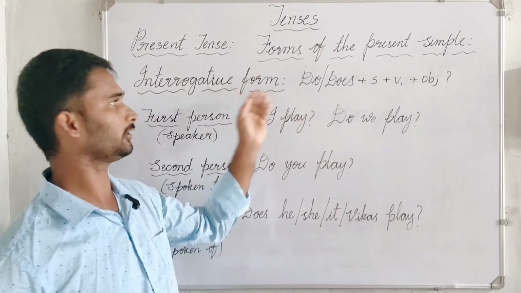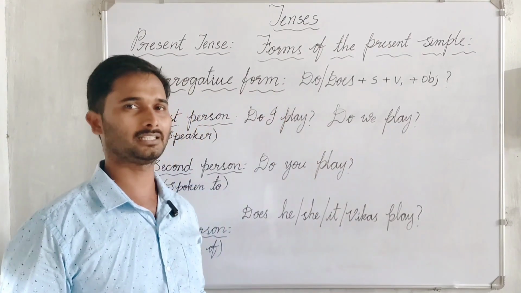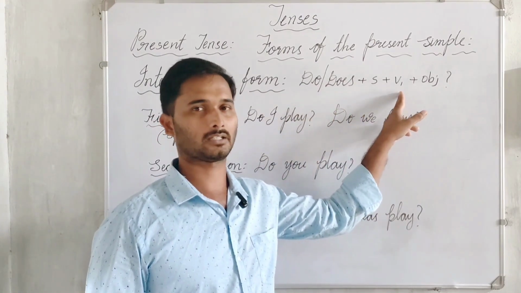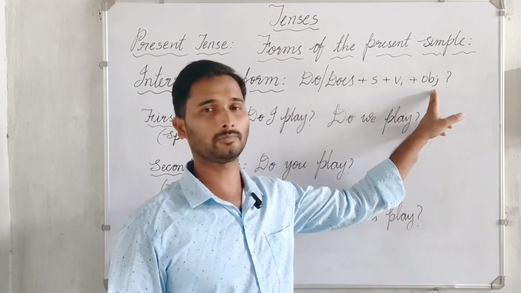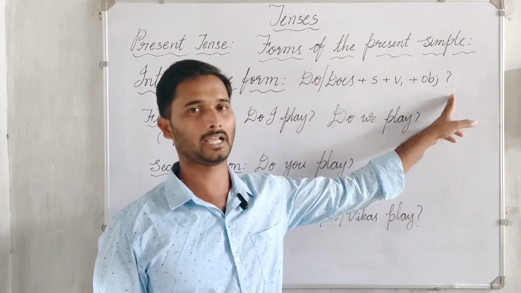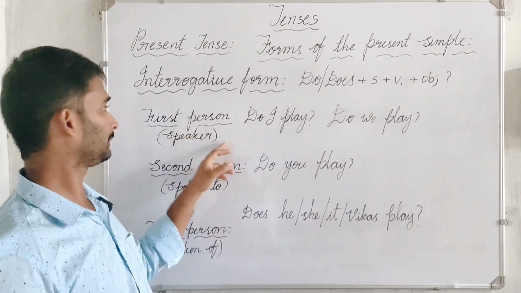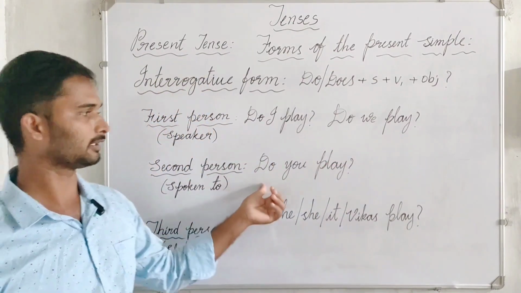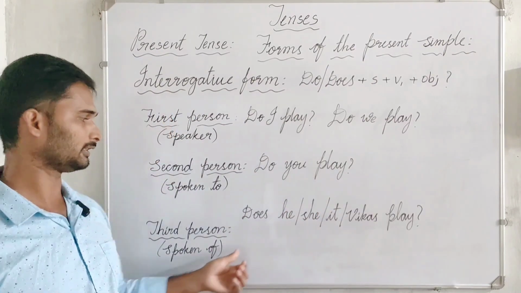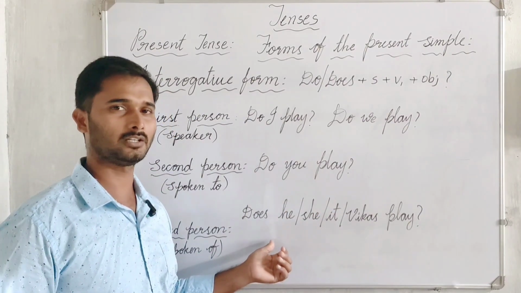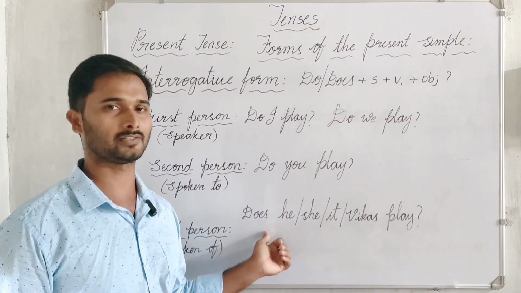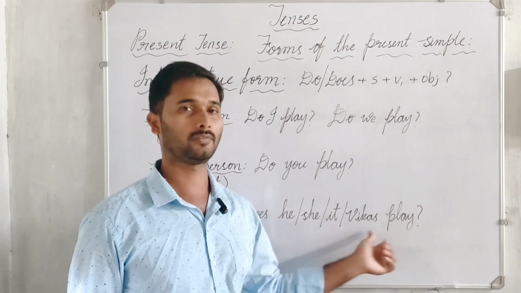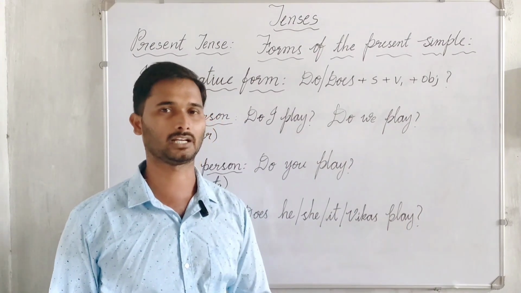Present indefinite tense, interrogative form. The formula of the present interrogative form is do or does plus subject plus V1, the first form of the verb, and object. At the end of that sentence we add a question mark. First person, do I play? Do we play? Second person, do you play? Third person, we take the helping verb does only for singulars. Does he or she or it or any proper noun, Vikas, play? At the end, a question mark.